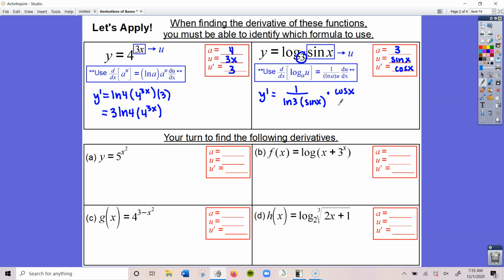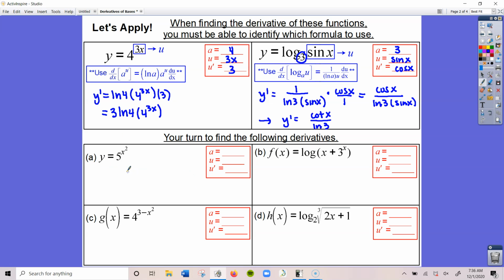Now, if you just actually multiply this over 1, you can multiply numerator with numerator, denominator with denominator, which gives you cosine x over the ln of 3 times sine x. Now this can be simplified even more because we have cosine over sine. And as we know, cosine divided by sine is cotangent. So my final answer would be written as cotangent x over the ln of 3.